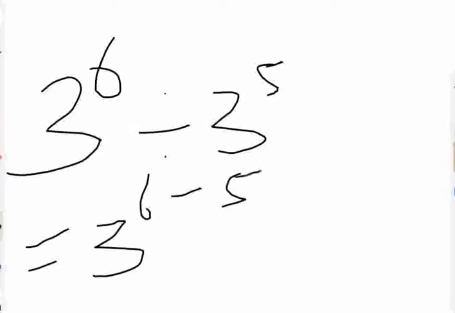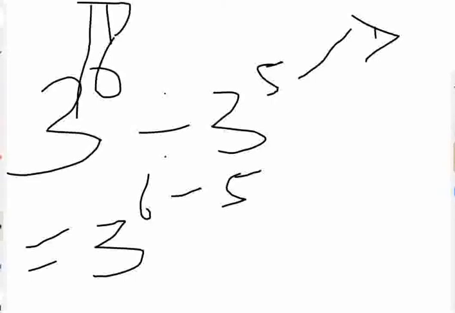Now let's go over to the next law, which is division law. Division law states when dividing numbers with equal bases, the power of the divisor is subtracted from that of the dividend. We have 3 raised to power 6 divided by 3 raised to power 5. This is equal to 3 raised to power 6 minus 5. This is the divisor and this is the dividend. So it is being subtracted from that of the dividend, which will give us 3 raised to power 1.